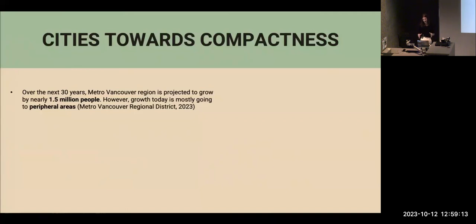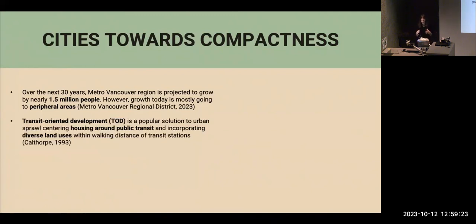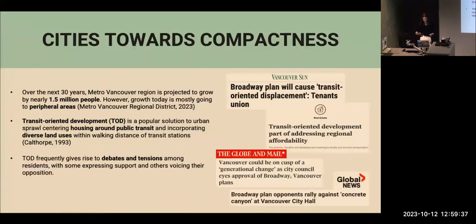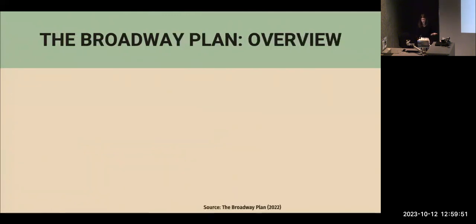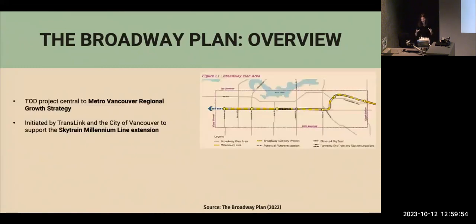And this is sometimes problematic because it leads to urban sprawl, which is notoriously associated with negative climate and environmental consequences. Transit-oriented development is considered a very popular solution to prevent sprawl, and TOD aims at making cities more compact by building housing around transit and encouraging mixed land use close to transit stations. However, transit-oriented development, as you can imagine, is often highly contested at the local level, with some residents being strongly opposed and others supportive of development projects like this. So as we will see in the case of the Broadway plan, what is the Broadway plan? The Broadway plan is a plan in line with Metro Vancouver's Regional Growth Strategy, which encourages transit-oriented development in the region to prevent sprawl.